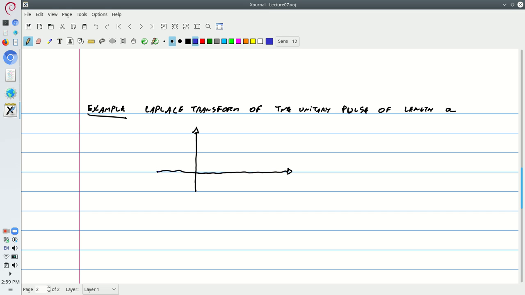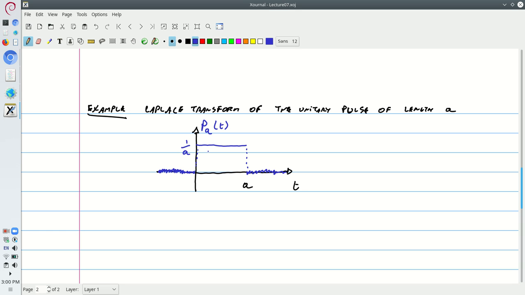Looks a bit like the unitary step, but this is the difference. Of course, it has to be 0 for the times that are negative. I'm going to call this function here p(a) of t, and it is also 0 after a, and between 0 and a it's equal to 1 divided by a. So it has two discontinuities. One is in 0, and the other instead is in a. So this function here, this unitary pulse of length a, is non-zero only from time t equal to 0 till time t equal to a.